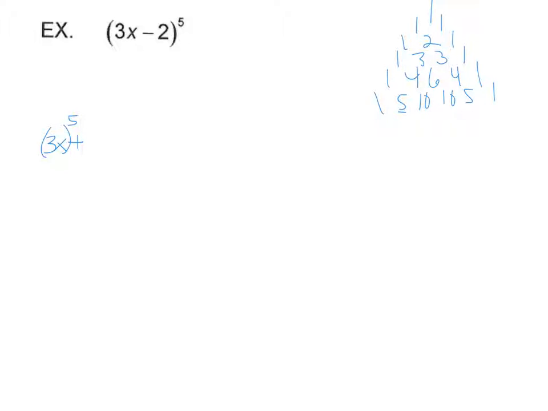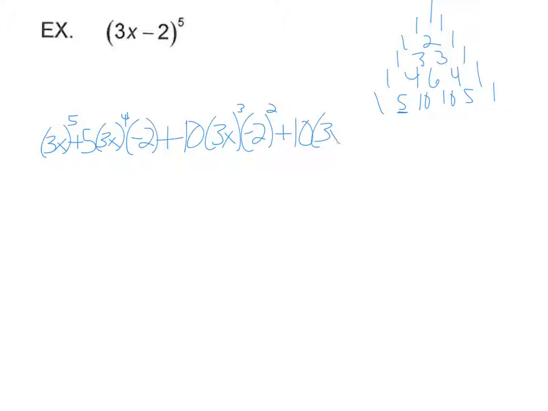Plus, and then from the triangle I have a 5. My 3x goes down a power, and my negative 2, the negative goes with it, comes in for the first time. Plus, the next number on the triangle is a 10. The 3x goes down a power, and the negative 2 goes up a power. Plus another 10. 3x goes down a power, negative 2 goes up a power.